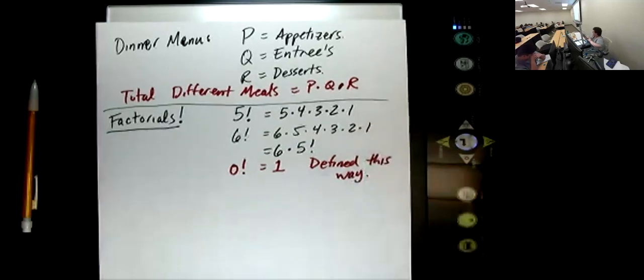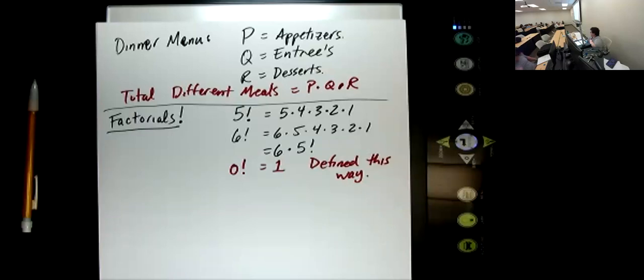It doesn't follow the pattern. It's completely opposed to the pattern. Anything times 0 should be 0. Yeah. So what about 1 factorial? 1 factorial is just 1. So 0 and 1, in terms of factorials.